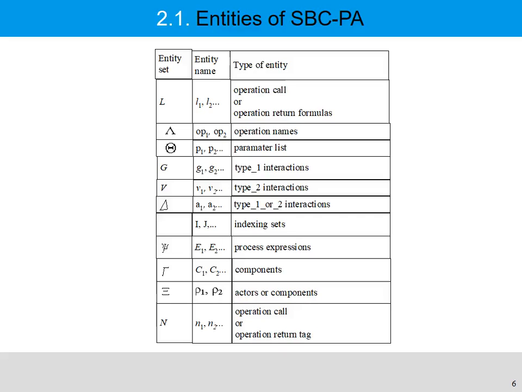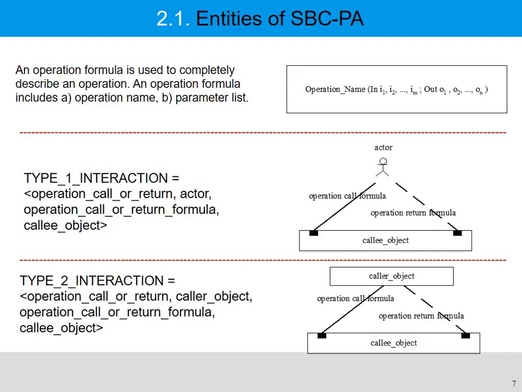First, SBC process algebra has many entities as its lexical part, such as operational code or operational return formulas, the operational name and the parameter list, and so on. An operational formula is used to completely describe an operation.